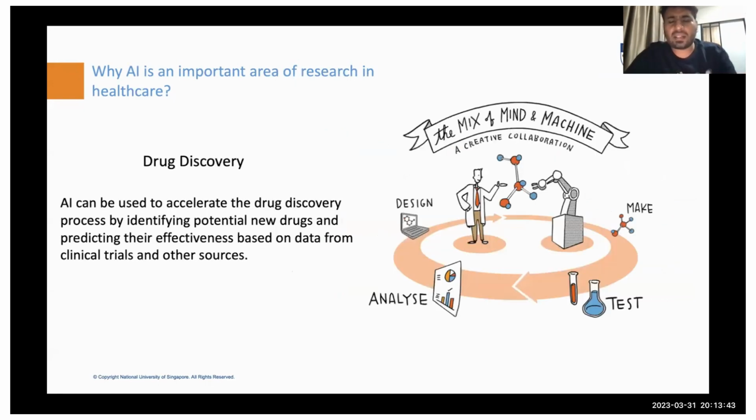Again, as I said, drug discovery: based on a patient's situation, the algorithm can design and come out with a proper combination, a proper drug, or a new drug for a particular patient, which is unique for him. So that is one area AI can contribute.